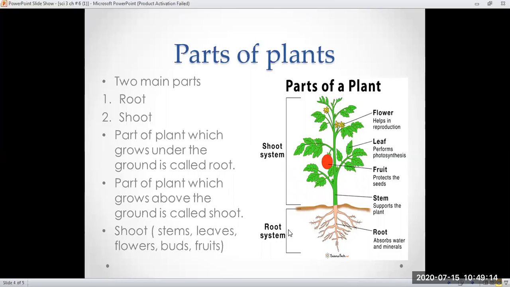Only in the root system the roots are coming, but in the shoot system all the rest of the parts of the plant, like stems, fruit, leaf and the flower, they all come into the shoot system. So plants are divided into two main parts: first one is root and second one is shoot system. These two are the basic parts of the plant. So students, till yet we have had the explanation.